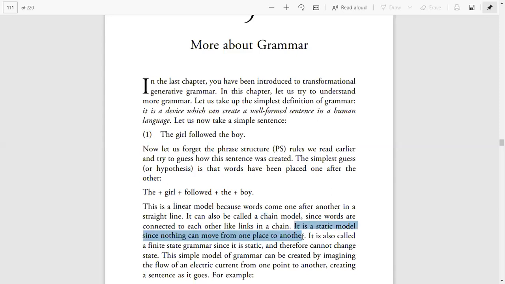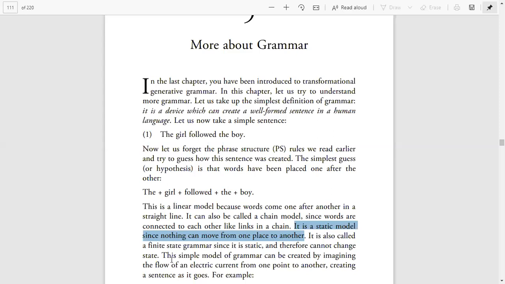So another name you have got for this, that is static model. Why? Because nothing can move from one place to another, right? There are fixed places for fixed words, for the arranged words. It is also called a finite state grammar since it is static and therefore cannot change state. So another name we have got for this is finite state grammar. Why finite state grammar? Because it is static and it does not change its state.